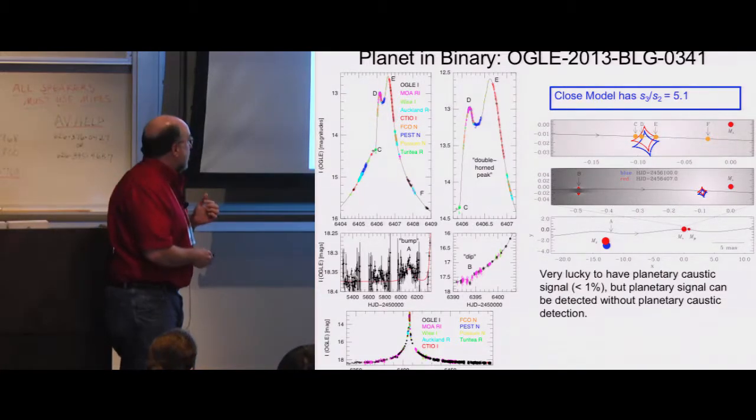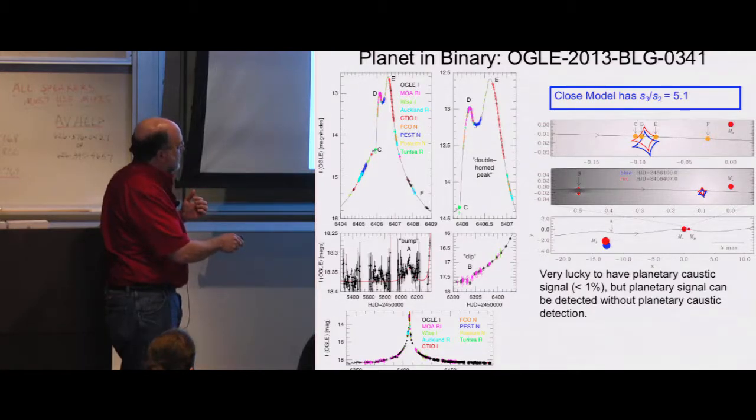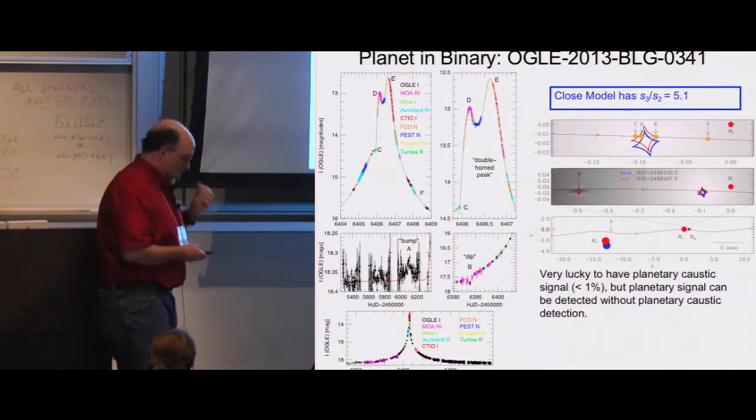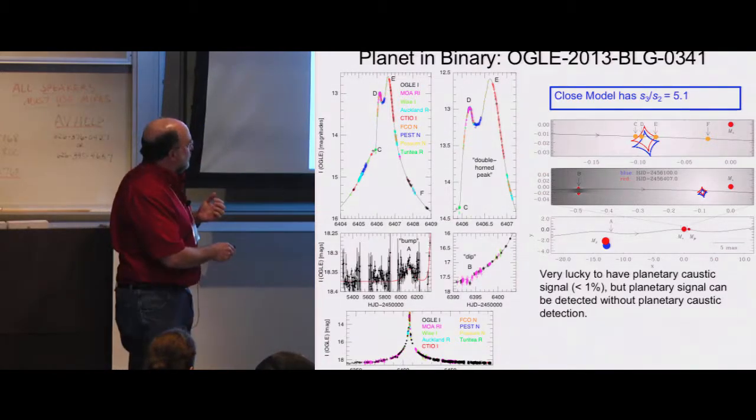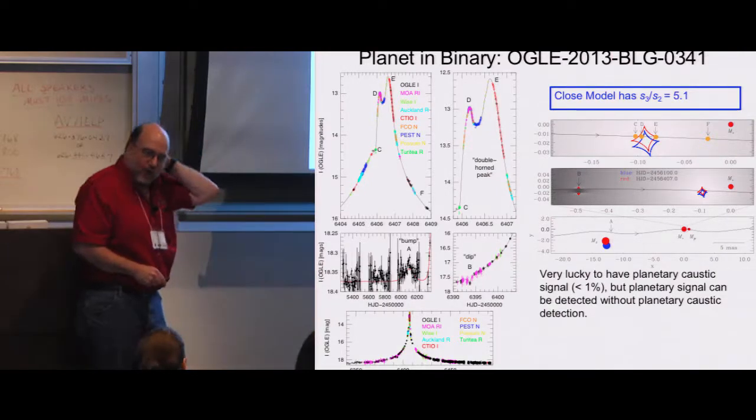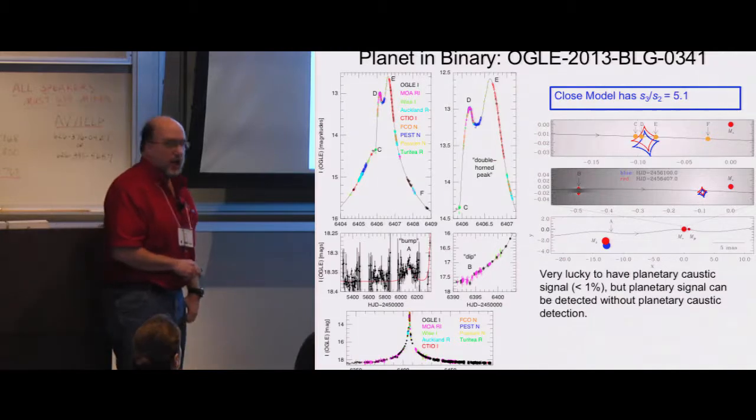And in fact, if you consider all the events that are crossing this central caustic here, how many of them are going to cross this feature as well? It's a pretty small fraction. And so you would guess that there would be something like an order of magnitude more events where you could detect the planet based on the feature of a binary lens caustic without a separate planetary signal. But to date, we haven't found any of those.